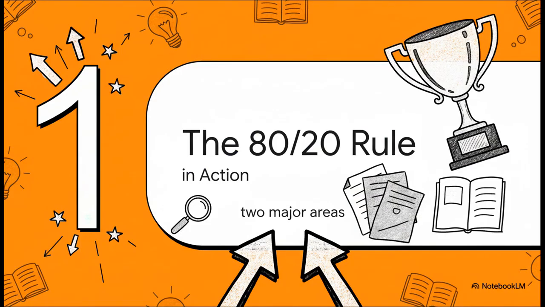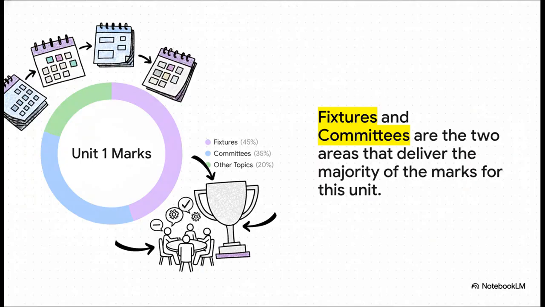So where do we find this magic 20% in Unit 1, Management of Sporting Events? Well, if you look at the board papers from the last few years, the answer is screaming at you. It really just comes down to two major things. And boom, this chart tells the whole story. Look at it. The huge majority of marks in this unit, we're talking 5, sometimes even 9 marks, come from drawing fixtures correctly and understanding committees. You get these two things right, and you've basically conquered the unit. Everything else is just details.